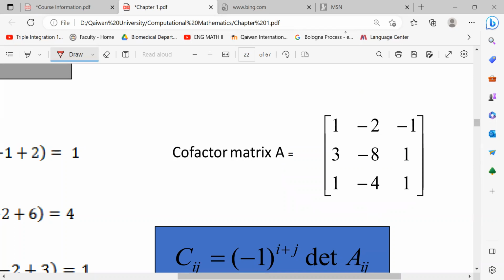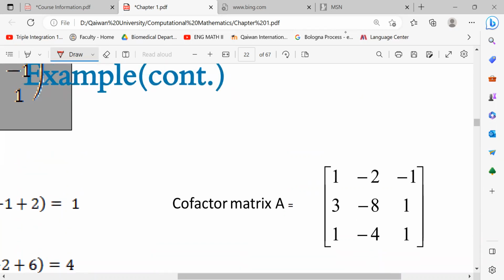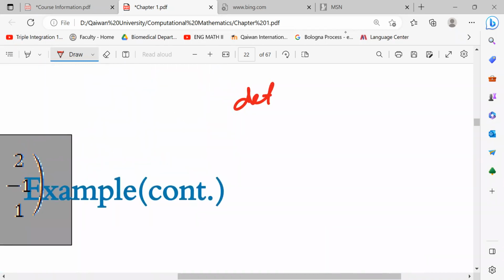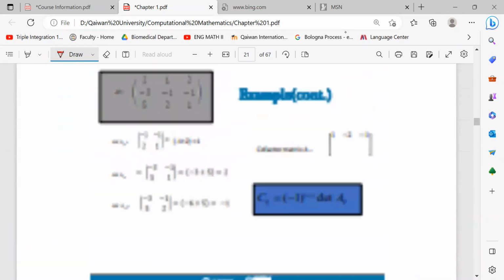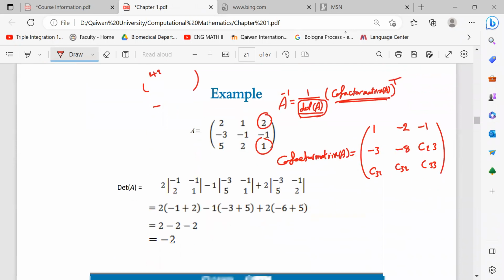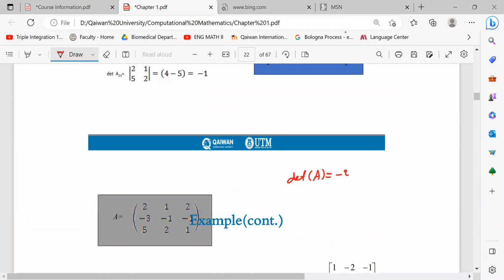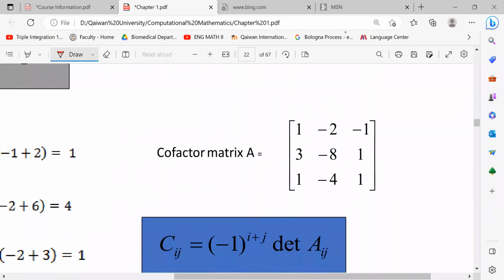And we already found the determinant. This is the cofactor matrix and we found the determinant. I think it was -2. Let me check. Yes, it's -2. The determinant is -2, and the cofactor matrix is this one. What should we do on this cofactor matrix? We need to find its transpose.